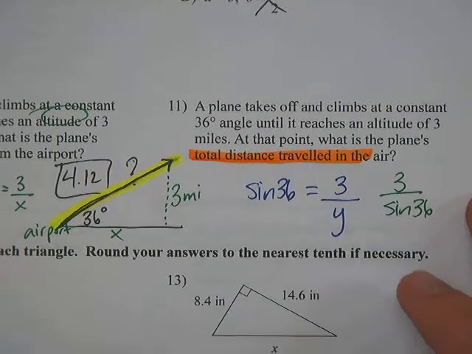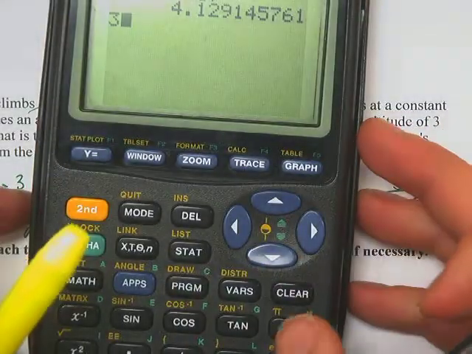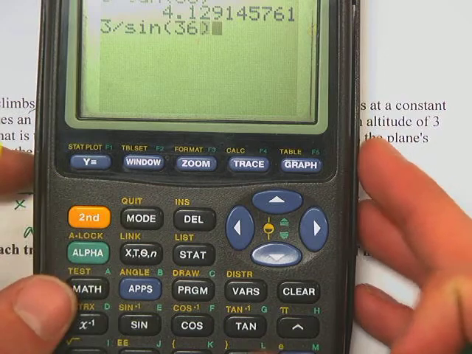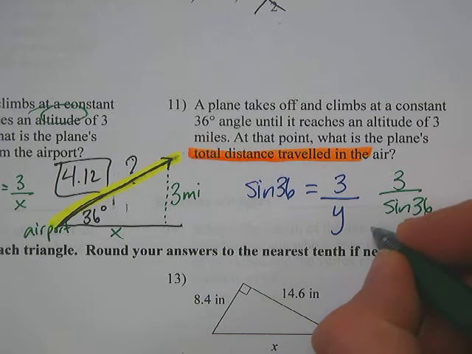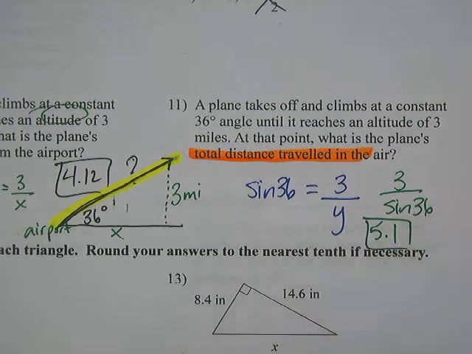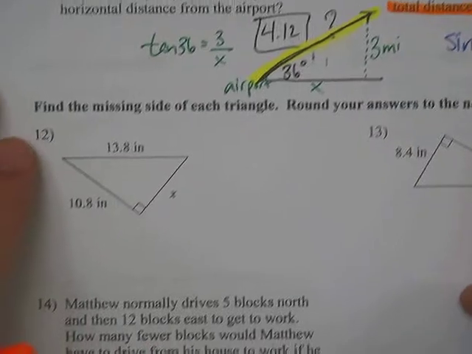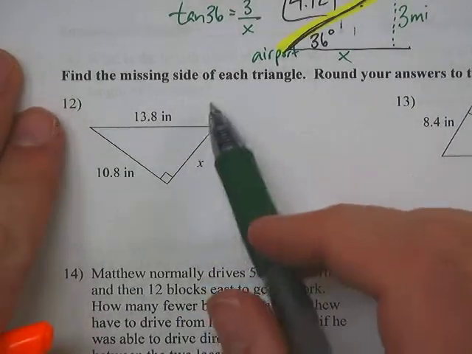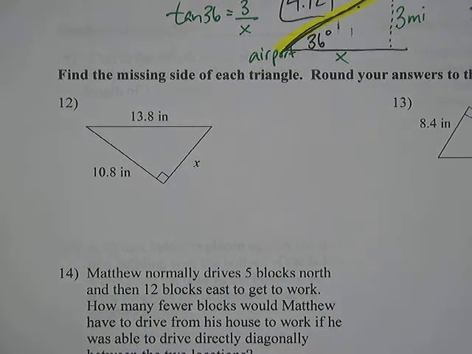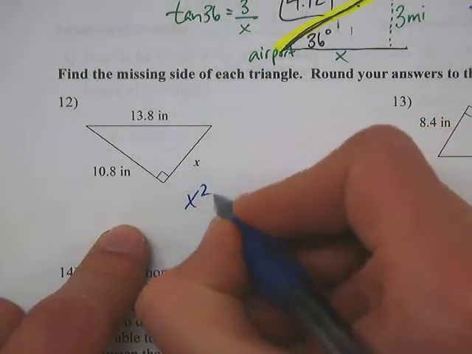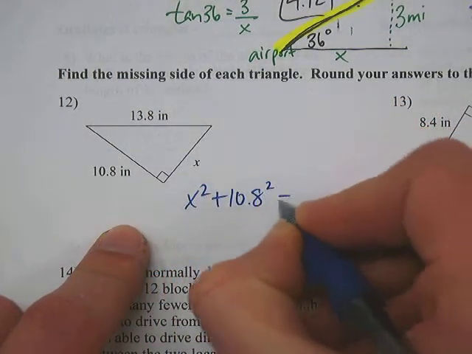So this one, to find that length right there, this is going to be sine. Sine of 36 degrees equals opposite over, let's call it y, hypotenuse. Opposite over hypotenuse. So in the calculator, it's 3 divided by sine of 36, 5.1. Okay, just a word problem using trig like we've been doing this entire unit.